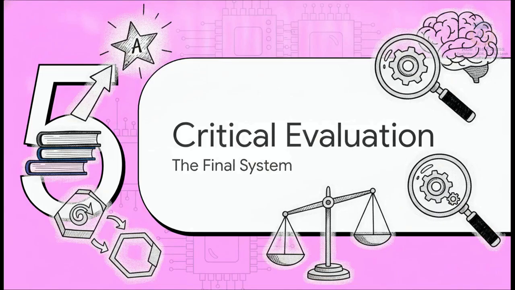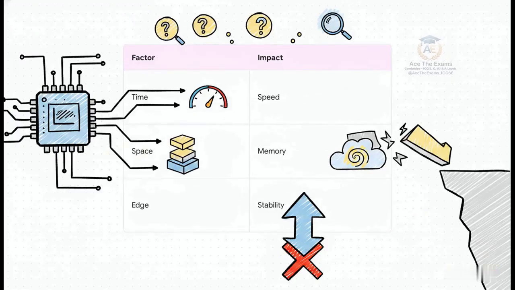All right, Section 5, Critical Evaluation Skills. This is the final system. If you want to separate an A grade from all the rest, we have to elevate our critical analysis to effectively evaluate algorithms. Top-scoring candidates constantly demonstrate evaluative thinking by considering multiple solutions and analyzing trade-offs.